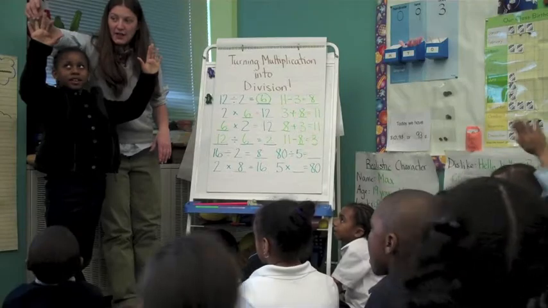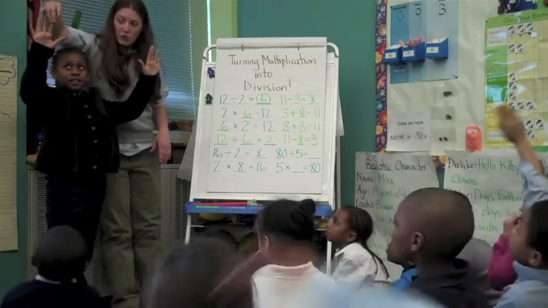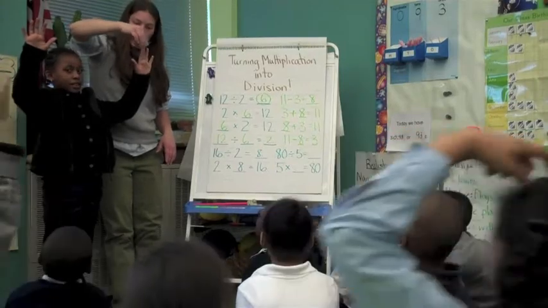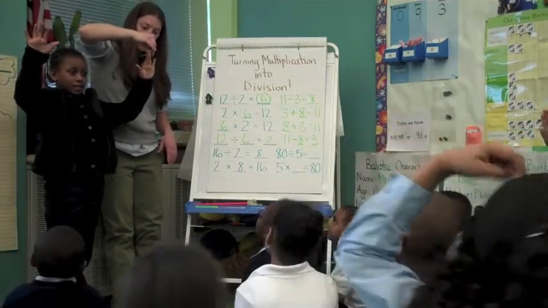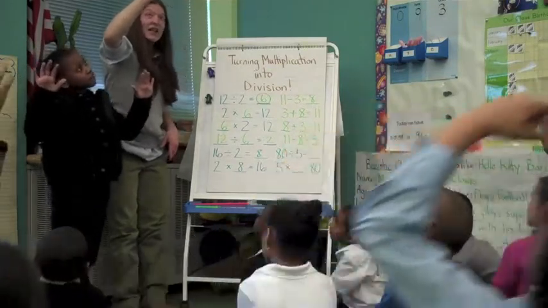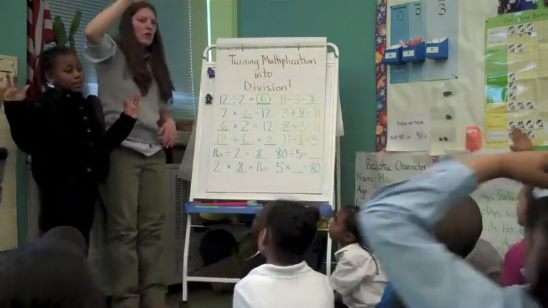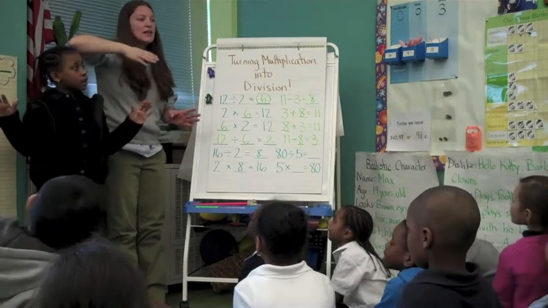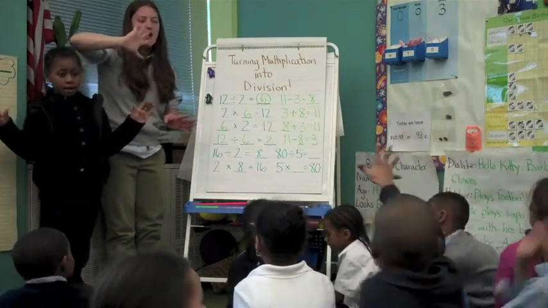5, 10, 15, 20, 25, 30, 35, 40, 45, 50, 55, 60. Oh my goodness. Wait, we got it wrong. We have to start over. Counting by 5s. Ready?